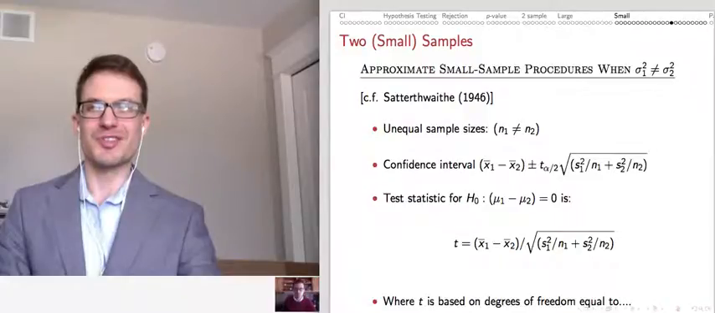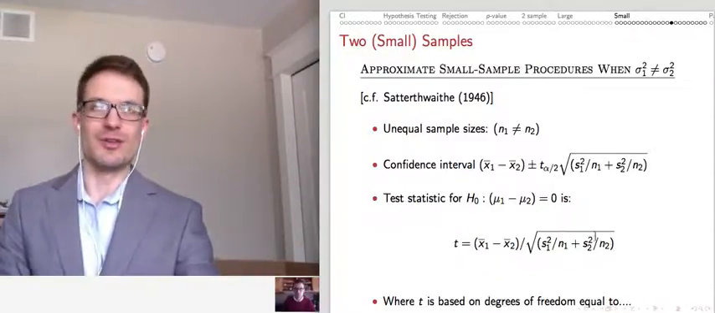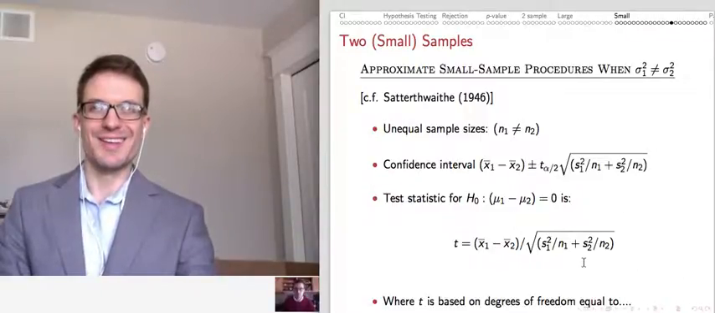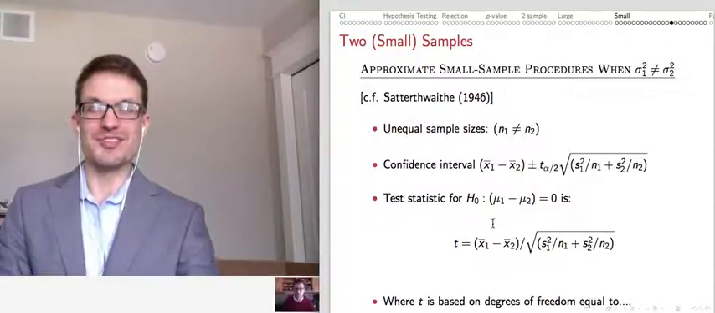Well, what if sample sizes are unequal? Then we'll use this confidence interval and test statistic. So it kind of looks a little familiar. Here's the big difference. You're not going to be responsible for this part. The confidence interval and the test statistic are pretty tame. It's the degrees of freedom that are different.